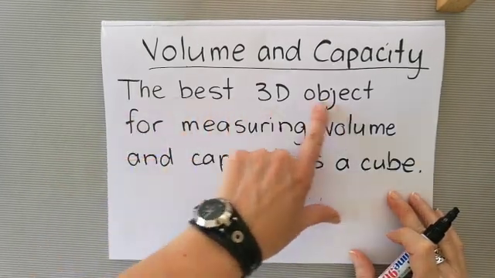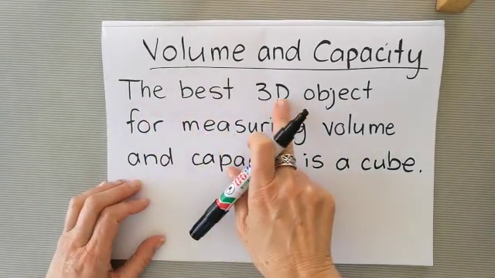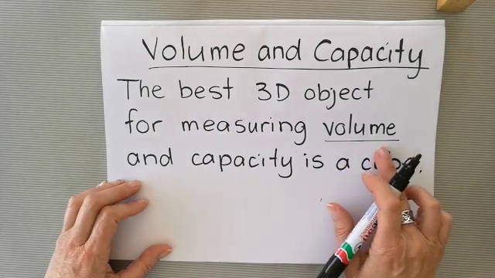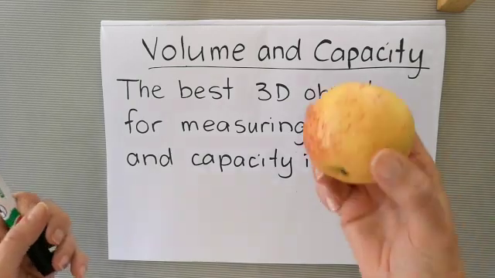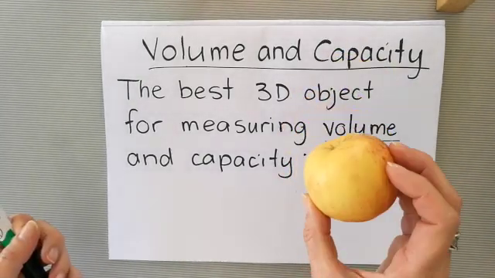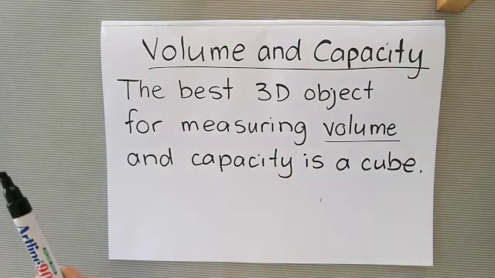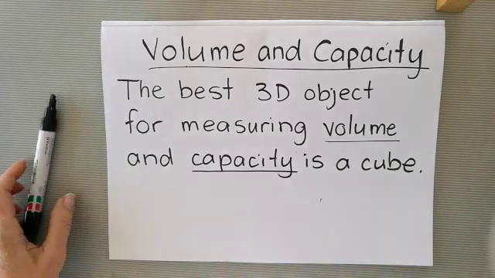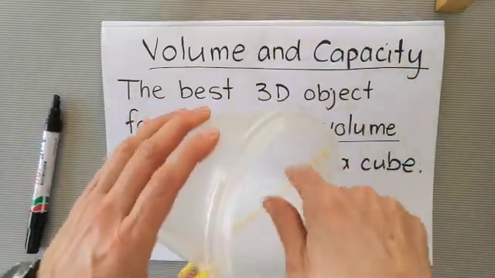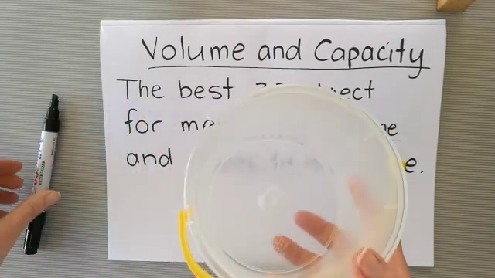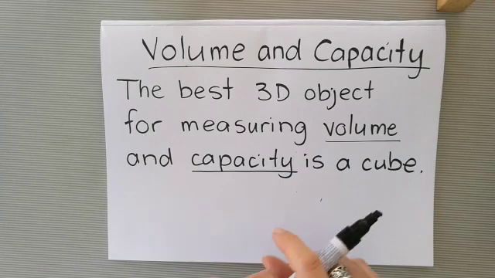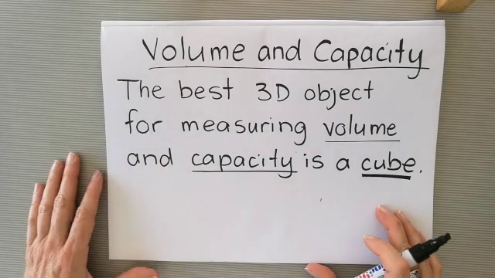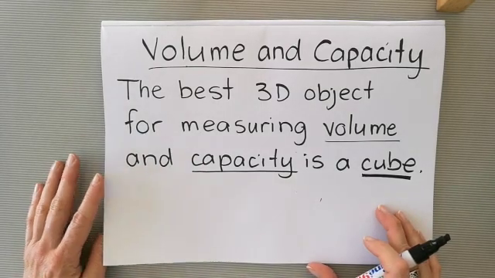So this is my sentence that I wrote. The best 3D object for measuring volume. What was volume? That's right. Excellent. It is the measuring of the solid 3D object. And capacity, that's right, that's measuring the inside, if there's a space inside your 3D object. Its capacity is a cube. That's fantastic.